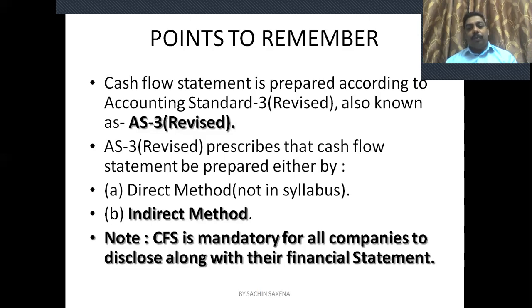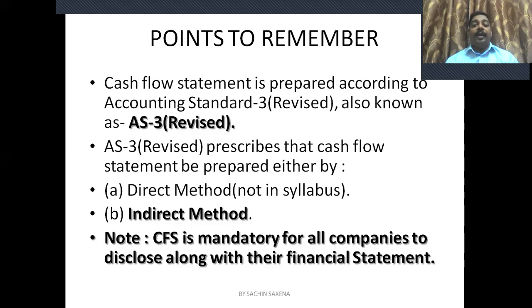The second one was, the third one we are talking about, the third one was actually related to cash flow statement. According to the accounting standard, it is mandatory to all the companies to disclose their cash flow statement in their financial statement. While they are showing their financial statement, they have to show their cash flow statement also.